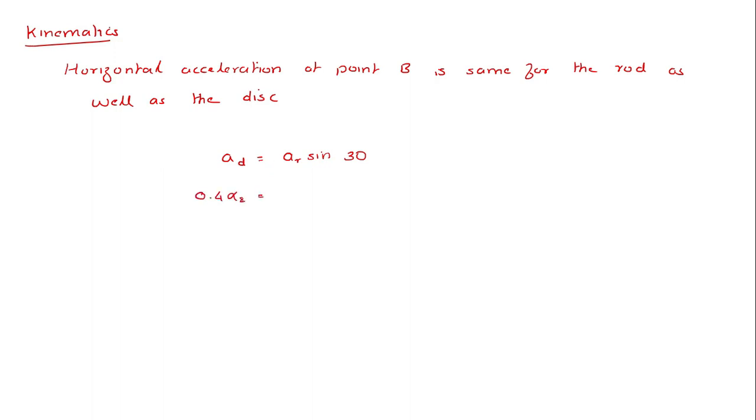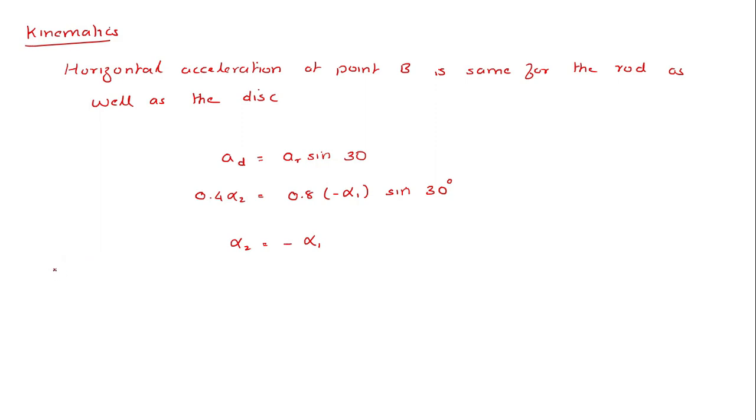So 0.4 into alpha 2. Since the disk is undergoing an anti-clockwise rotation, I'll keep alpha 2 as it is, but the rod is undergoing a clockwise movement. So as such, the angular acceleration of the rod I'll keep as negative. So AR is 0.8 into minus alpha 1 into sine 30. So if you solve this, you will get alpha 2 equals minus alpha 1. The disk is undergoing an anti-clockwise rotation, so it is positive. The rod is undergoing a clockwise rotation, so as such I gave minus alpha 1.